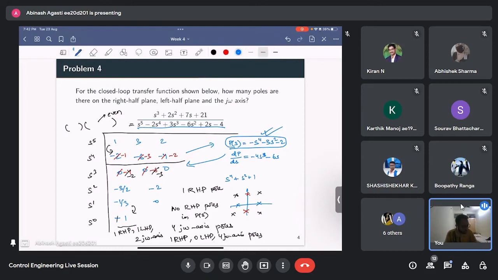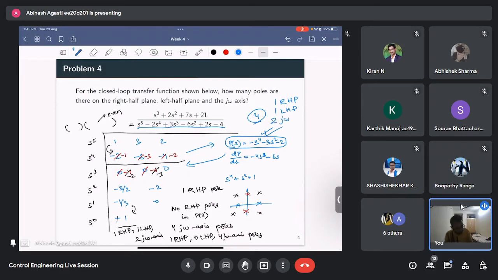So the auxiliary polynomial is of order 4, right? And in the auxiliary polynomial, if you have one sign change, then you'll have one right half plane pole. By symmetry, one left half plane pole. From order 4, how many are remaining? 2. So there will be 2 j omega axis poles.